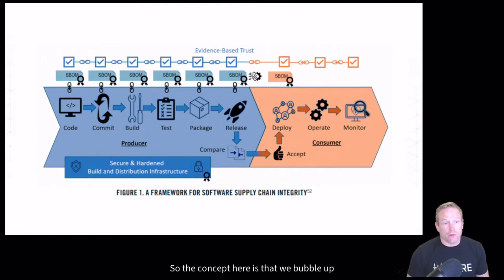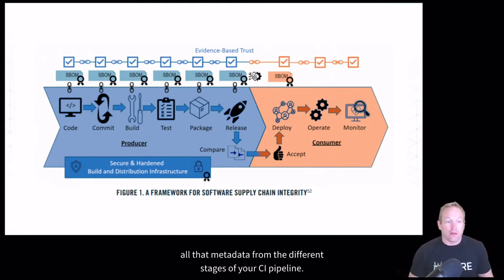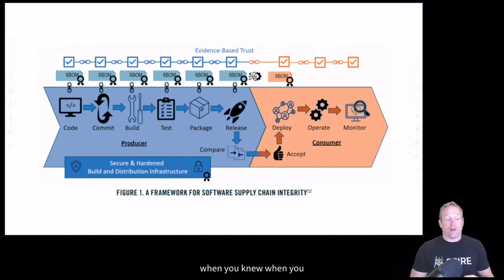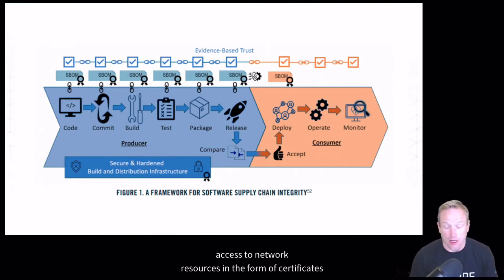So the concept here is that we bubble up all that metadata from the different stages of your CI pipeline. You sign that metadata, and then you can use that metadata downstream to actually make decisions when that resource requests access to network resources in the form of certificates with an identity, or it requests access to compute resources, at admission control.